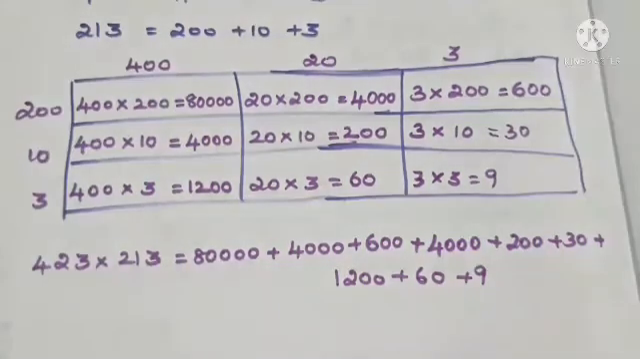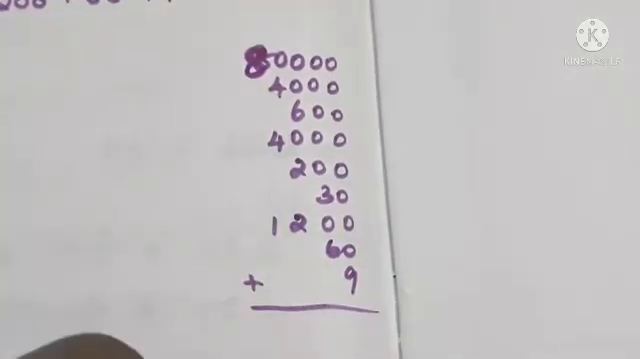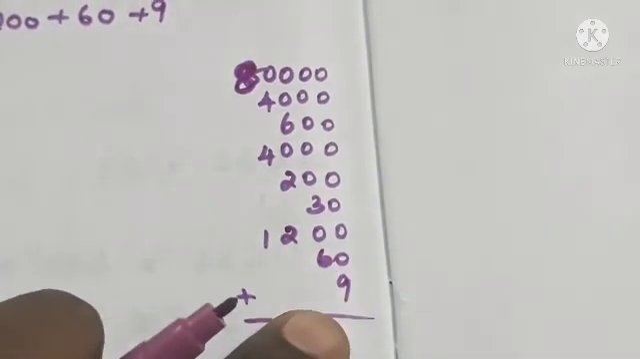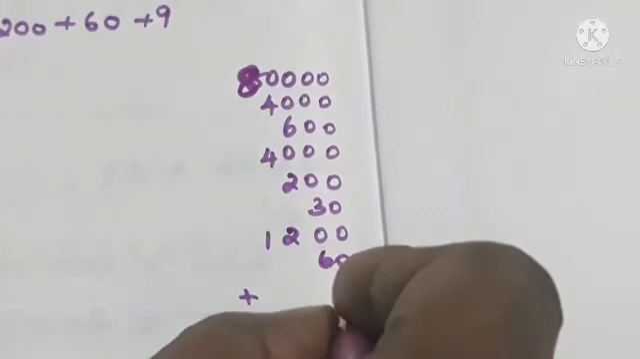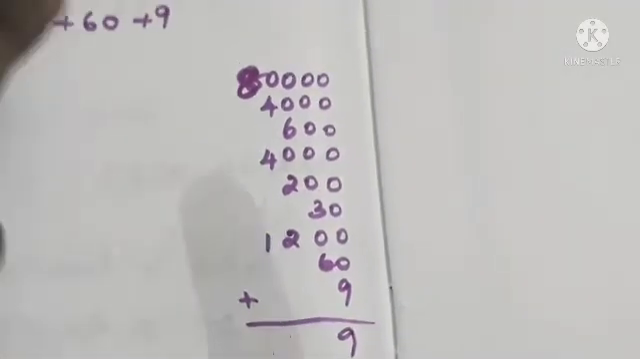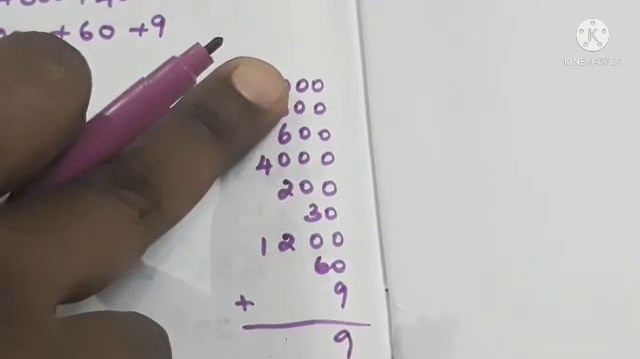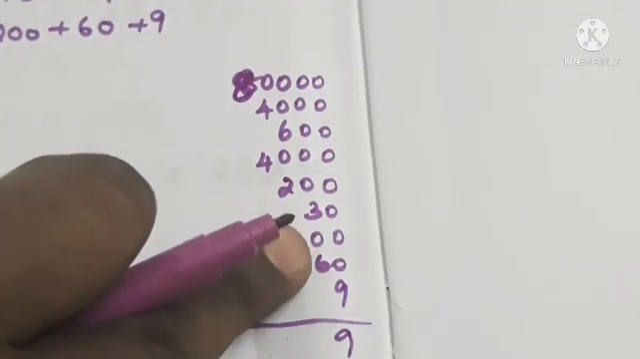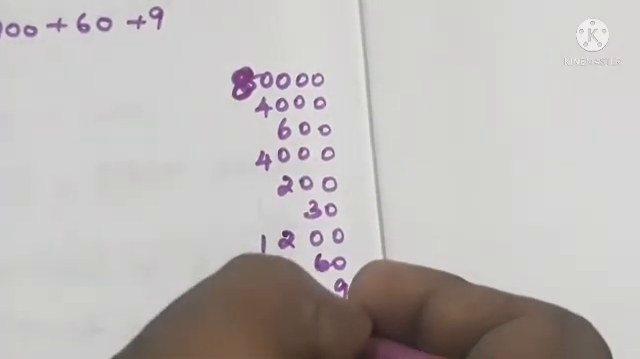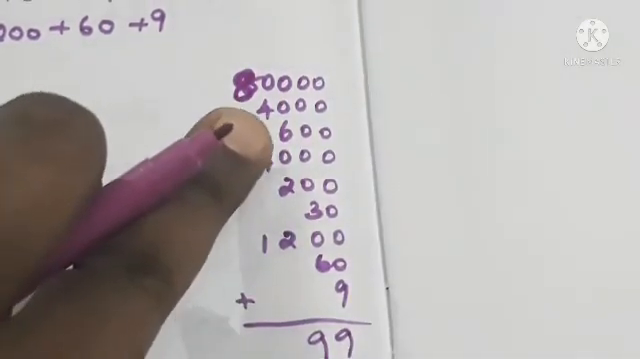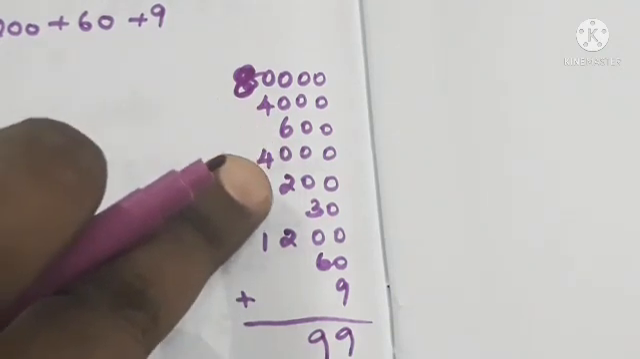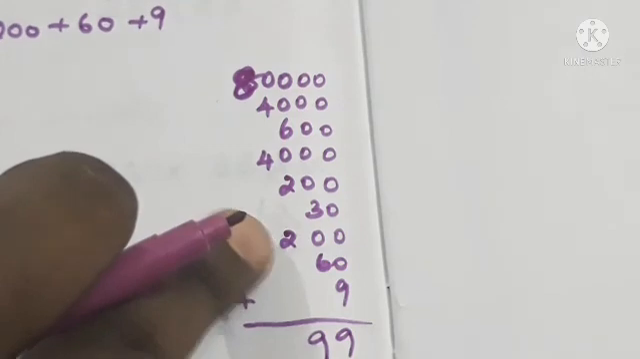Next we have to add all these products and get the answer. Now we can add these numbers. Here in the ones place everything is 0. At the bottom we have only 9. So 0 plus 9 is 9. Next we add the tens place. Tens place we have 0, next we have 3. So 0 plus 3 is 3, 3 plus 0 is 3, 3 plus 6 is 9. Next we add the 100 place value. 0 plus 0 is 0, plus 6 is 6, plus 0 is 6, 6 plus 2 is 8, 8 plus 2 is 10.